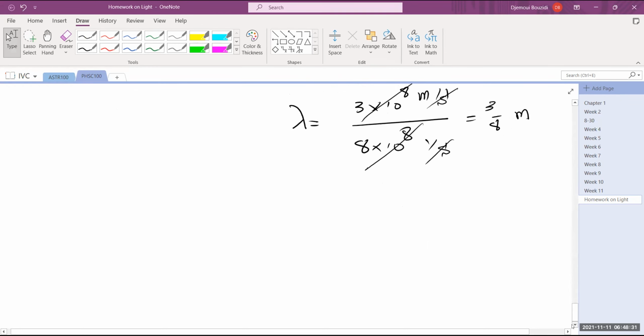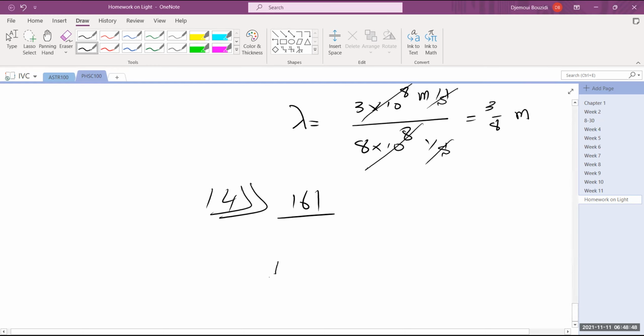Okay. The next problem, 14 from 161. It says, what is the wavelength of a photon that has 1,000 times as much energy as a photon with the wavelength of 500 nanometers?